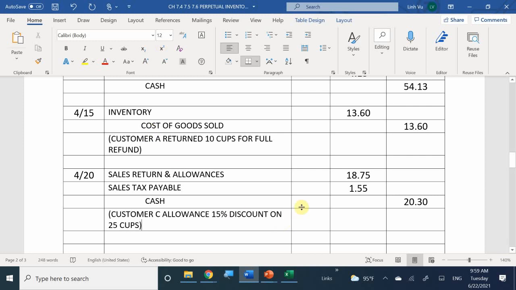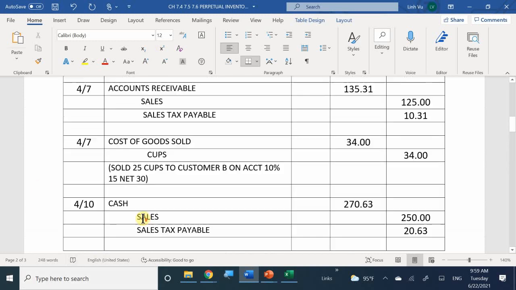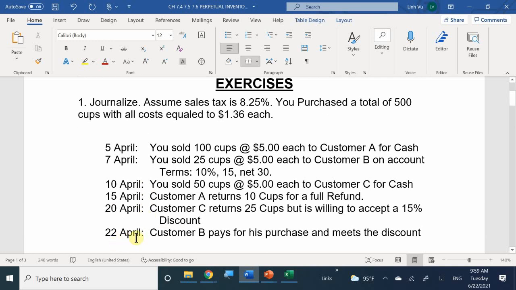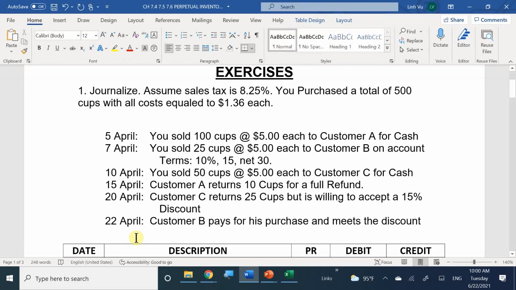All right, last but not least, on April 22nd, customer B decides to pay for his purchases and he meets the discount period. On April 7th, we sold the 25 coffee cups, $5 each, and we gave the discount terms to be 10% if he paid within 15 days. So 15 days from the 7th is, in fact, the 22nd of April. Therefore, he gets to receive a 10% discount.